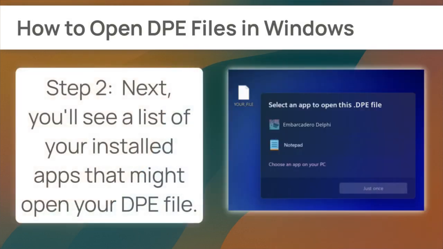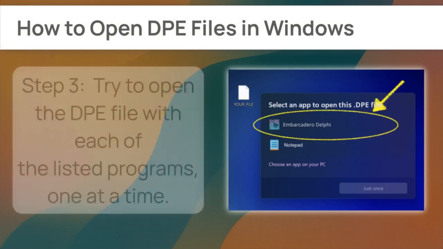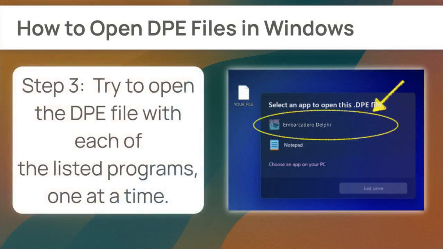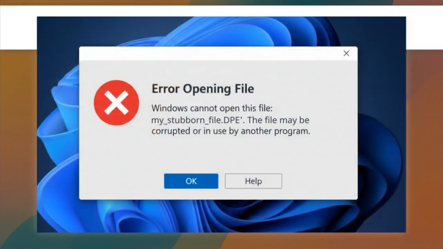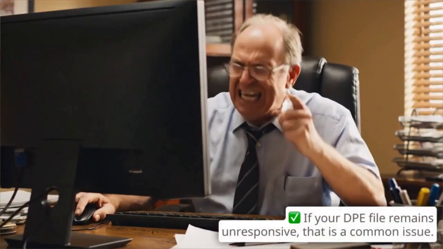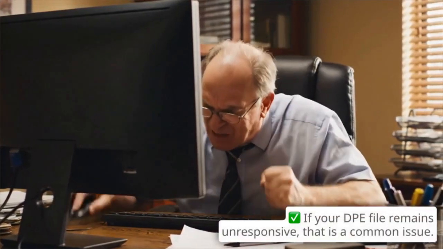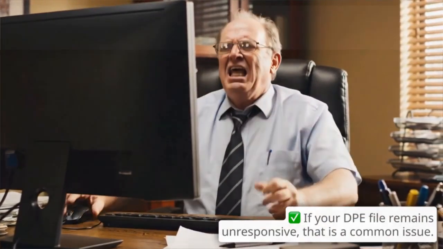Right-click your DPE file and choose Open With. Attempt to open it with Embarcadero Delphi if it is present. Otherwise, try another tool from the list. If your DPE file is not opening yet, that is normal. If the file is still stuck, the issue requires confirmation. We need to test the following critical points right now to see the exact origin of the problem.